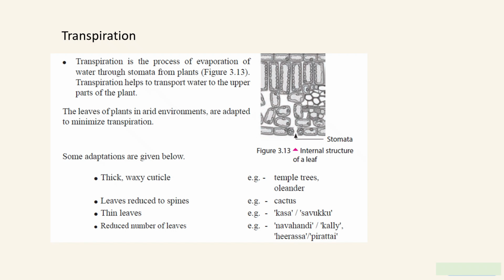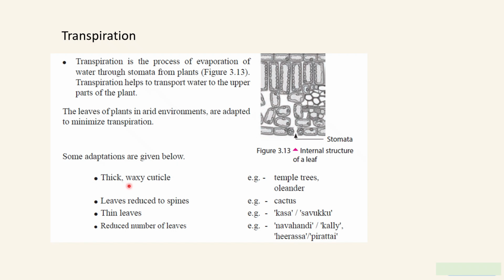Transpiration. Transpiration is the process of evaporation of water through stomata from plants. Transpiration helps to transport water to the upper parts of the plant. You can see in this picture, these are the stomata of the leaves. The leaves of plants in arid environments are adapted to minimize transpiration. Some adaptations are given below.